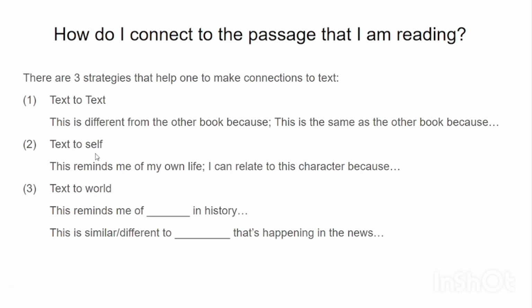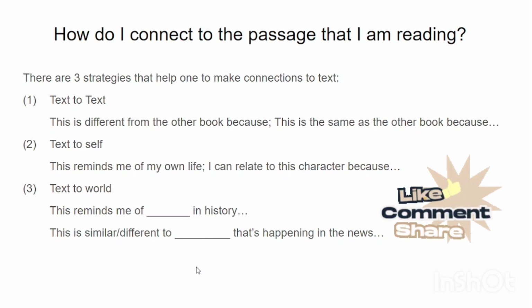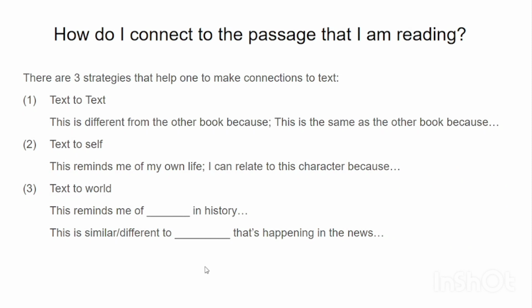Text to self. Text to self means it reminds you of your own life. So for example, I can relate to this character. You understand text to self, you make a comparison or you relate it to yourself and what you have been through, your experiences, and you're able to relate to the character in the passage. And then you have text to world, which means this reminds me of something in history. This is similar or different to something that's happening in the news. So you're making a connection between the text that you're reading and what's going on in the world.